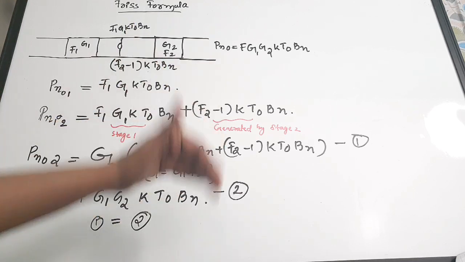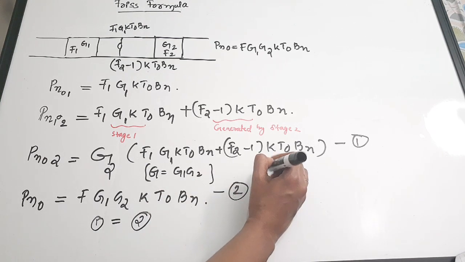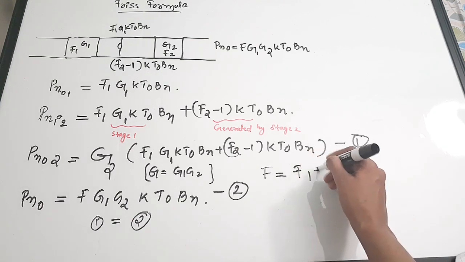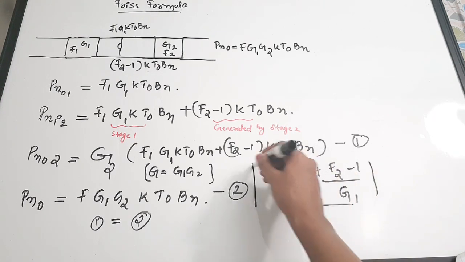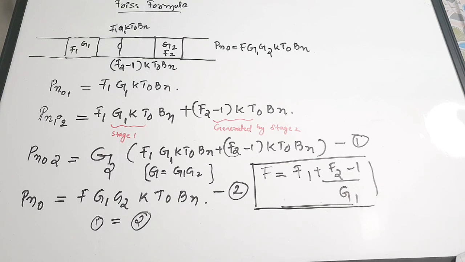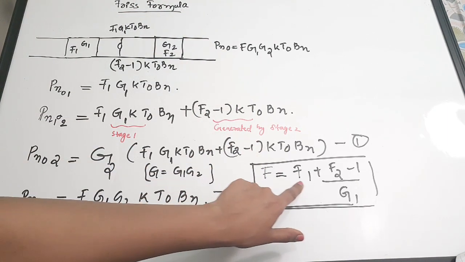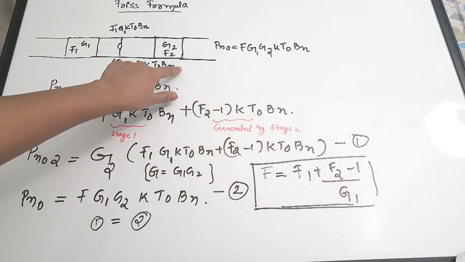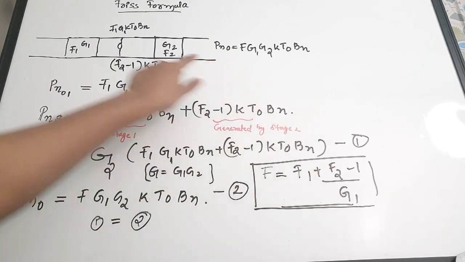So we have to equate equation 1 with equation 2, and on equating, you will get the formula for total noise factor F, which is F1 plus F2 minus 1 by G1. This is the case for a two-stage cascaded connection. Here, the total noise factor F is equal to the noise factor of stage 1 plus the noise factor of stage 2 minus 1, divided by the gain of the previous stage. That is, F2 minus 1 is the noise factor term of the second stage, and you have to divide it by the gain of the first stage, G1.